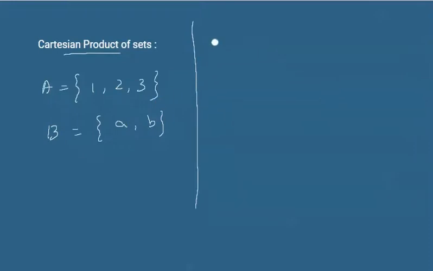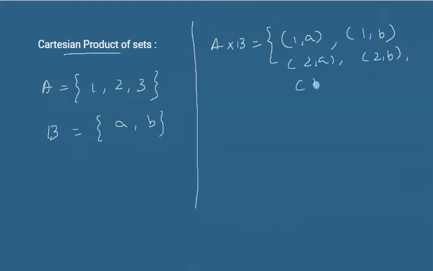So I think you remember, A cross B is equal to the set. That is, we have to choose the first element from A and the second element from B. So the first ordered pair can be (1, a), next one is (1, b), then (2, a), (2, b), and the third one is (3, a), (3, b). So this is the Cartesian product or cross product of A and B. So A cross B is equal to {(1, a), (1, b), (2, a), (2, b), (3, a), (3, b)}.